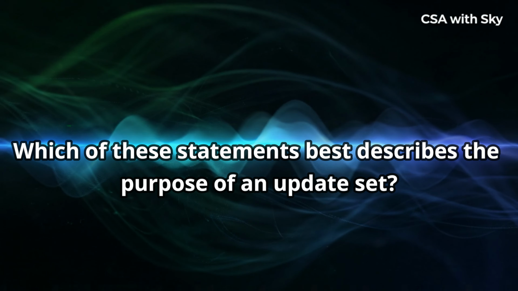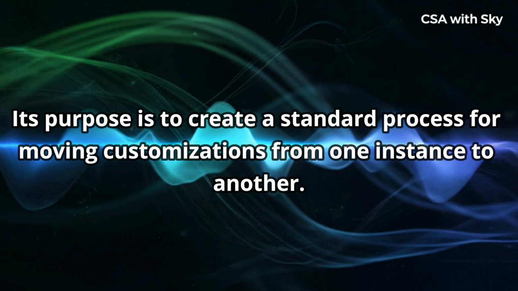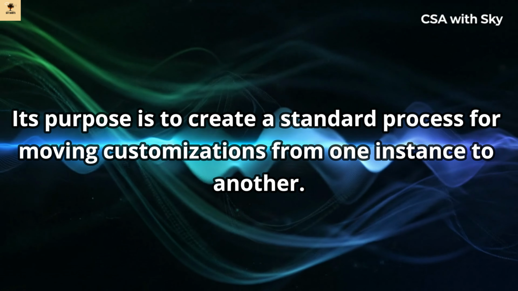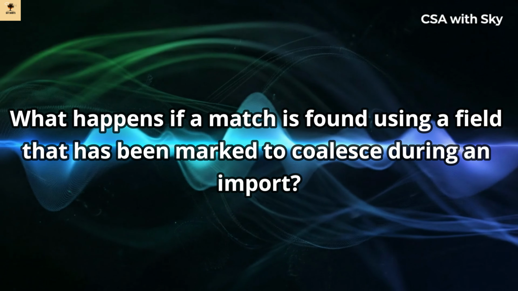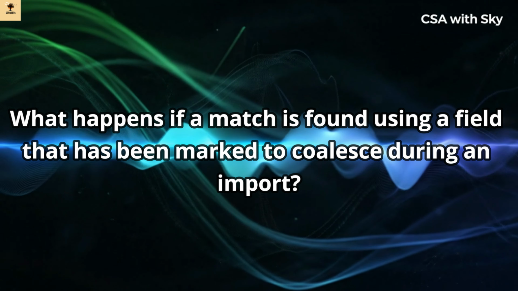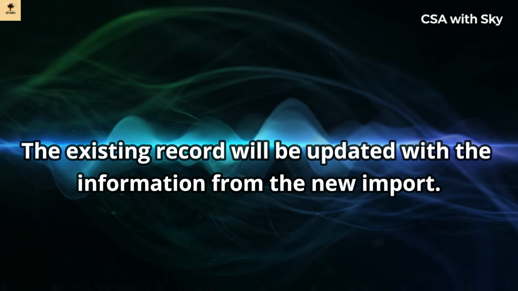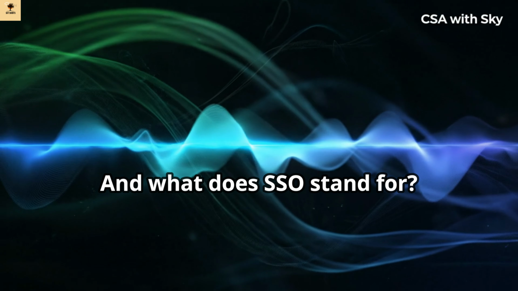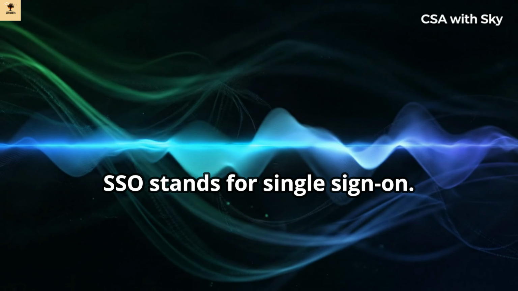Which of these statements best describes the purpose of an update set? Its purpose is to create a standard process for moving customizations from one instance to another. What happens if a match is found using a field that has been marked to coalesce during an import? The existing record will be updated with the information from the new import. And what does SSO stand for? SSO stands for Single Sign-On.